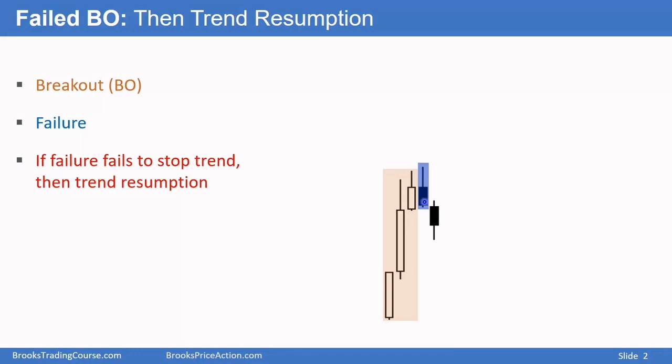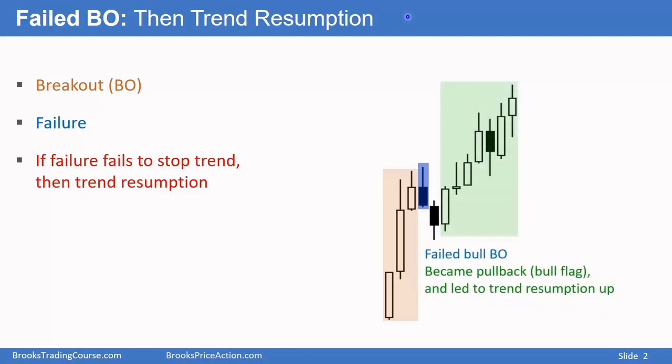If this failed breakout fails to stop the trend, then you get trend resumption up. And that was the case here. We have a bull breakout, an attempt at failure, but the failure failed. So you have a failed bull breakout, yet it became a bull flag and the bull trend resumed.